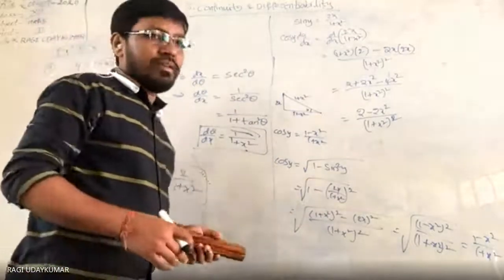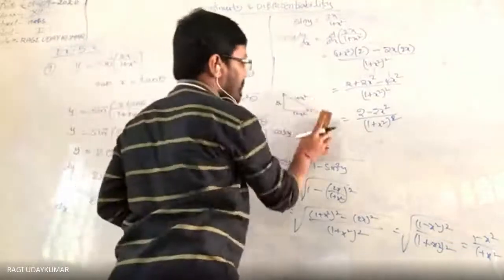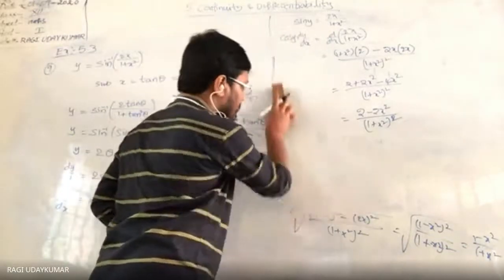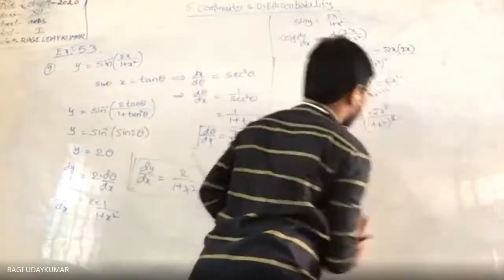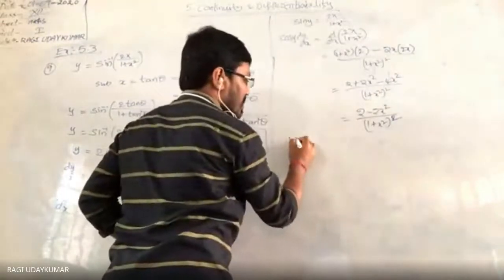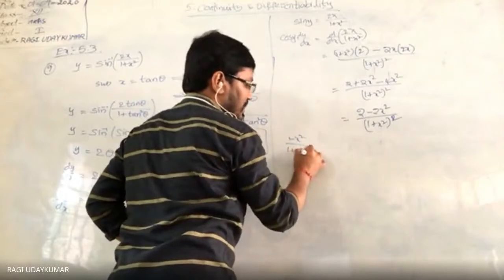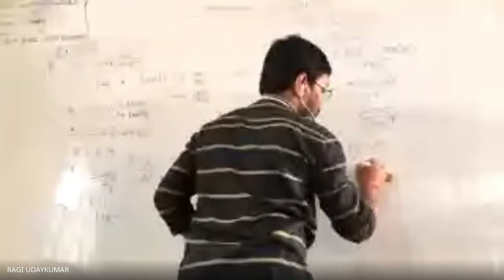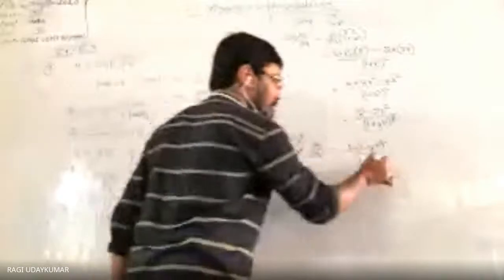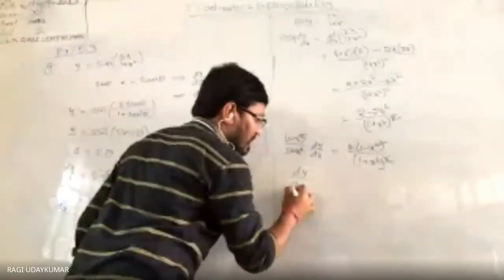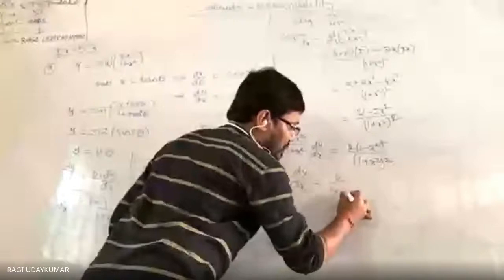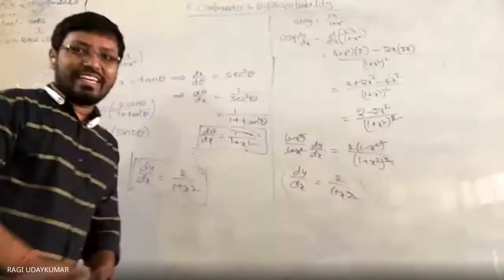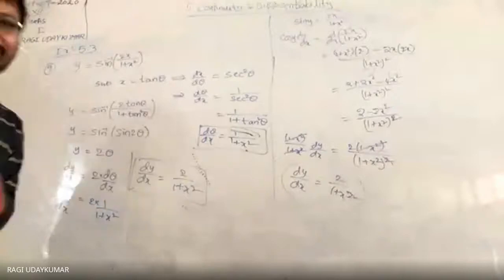So in the place of cos y, you replace 1 minus x square by 1 plus x square. You need to do this; otherwise, you are not going to get it. Taking 2 common, you will get 1 minus x square by 1 plus x square whole square. This 1 minus x square will get cancelled, and this 1 plus x square will get cancelled. So dy by dx is equal to 2 by 1 plus x square.